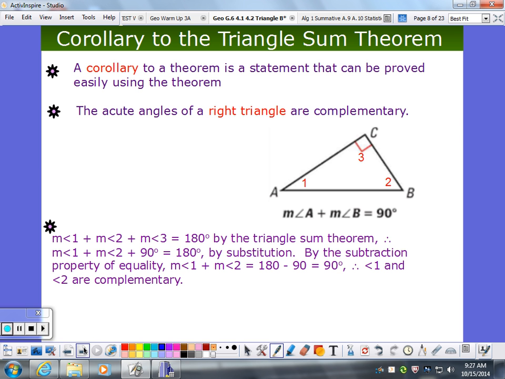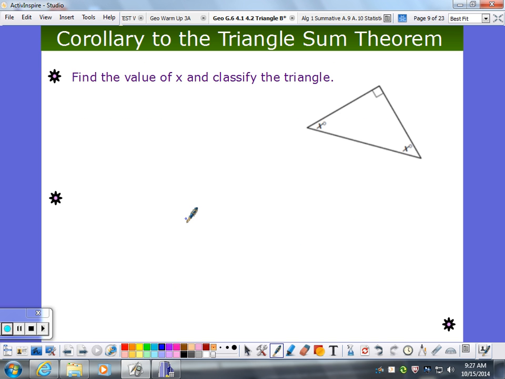So we've got this corollary. It's a theorem, but it naturally follows from the triangle sum theorem. So let me see if I got this one on here. I think this one I don't. Looking ahead of time, I don't think this one's on the notes.